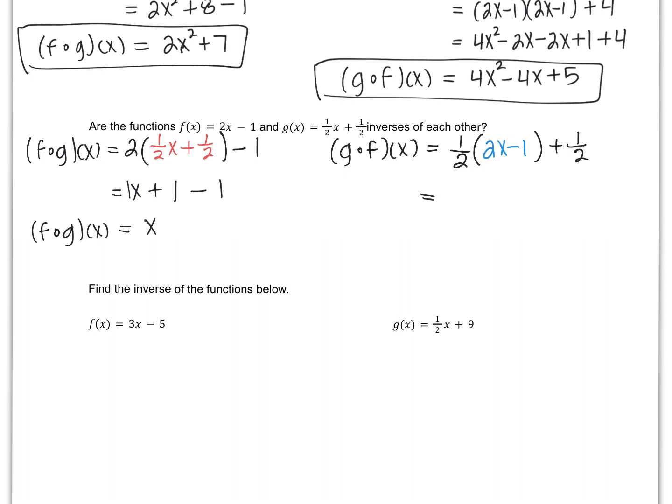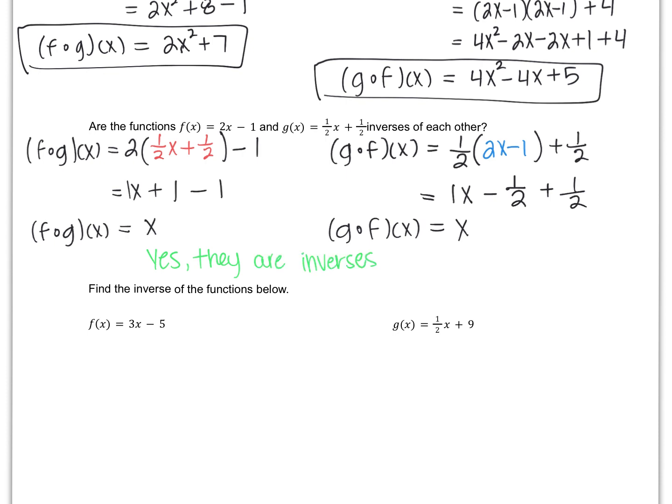So I'm going to distribute the 1/2 into the parentheses. 1/2 times 2x is going to be 1x, minus 1/2 times 1, which is 1/2, and then plus 1/2. So when I combine like terms, I'm left with x. So because both compositions simplified to x, we can say yes, they are inverses.